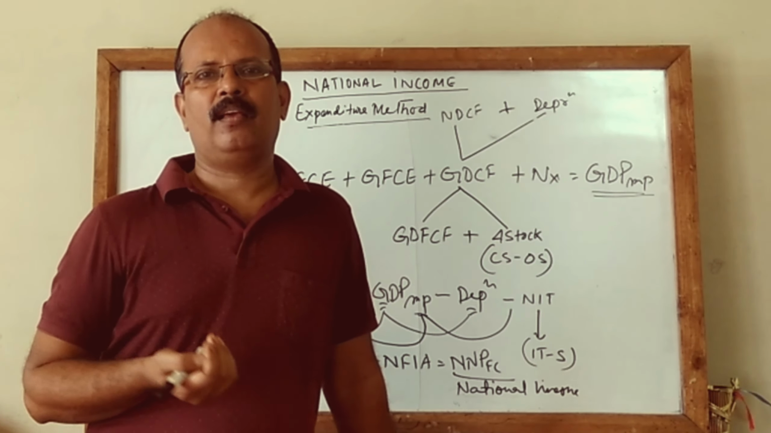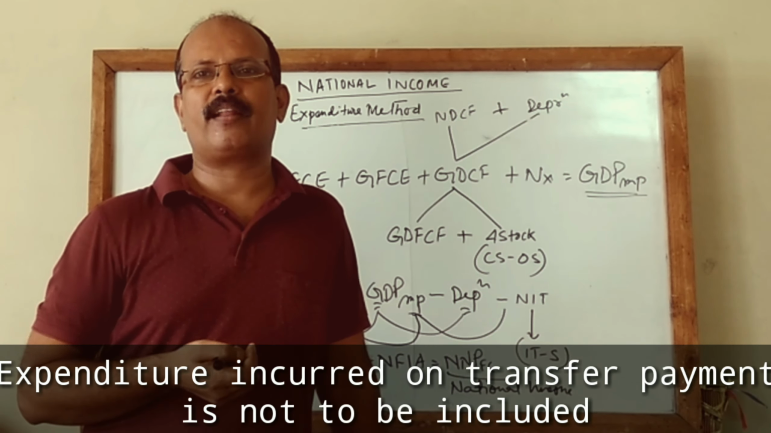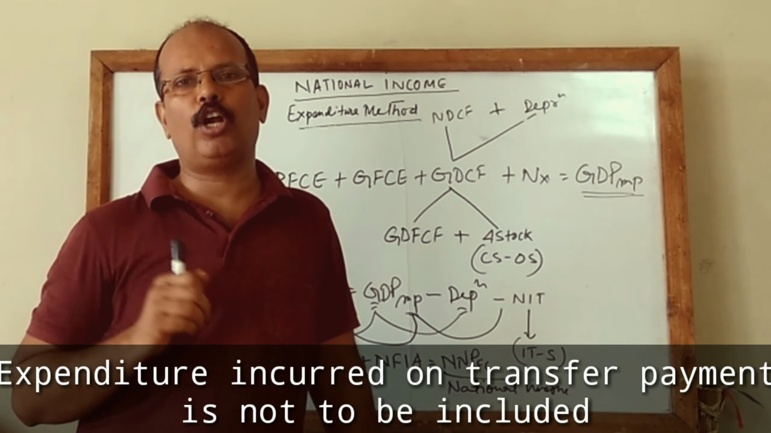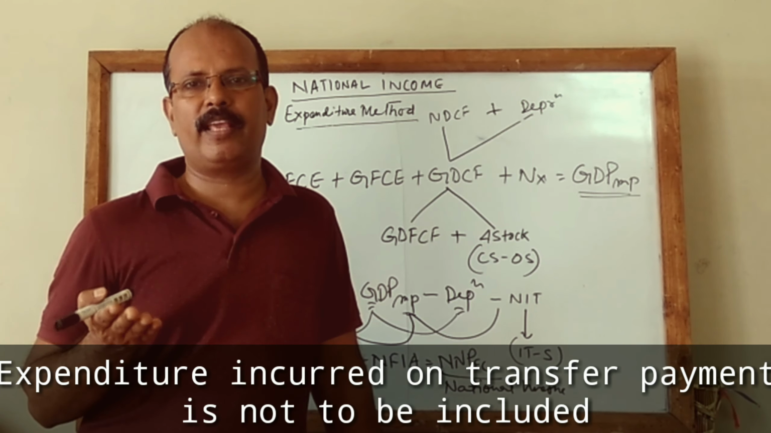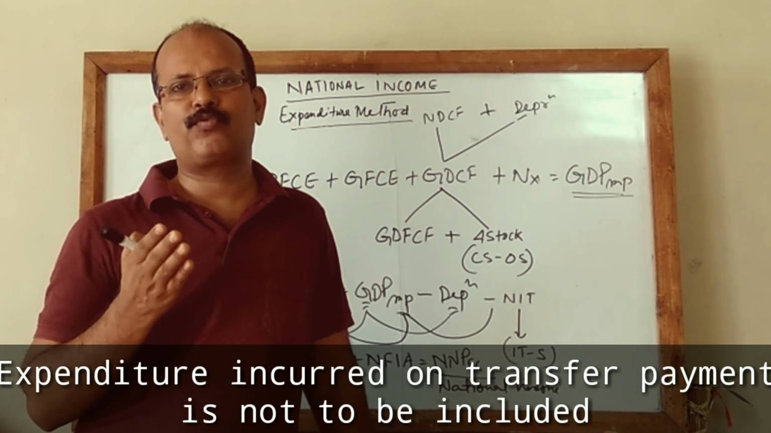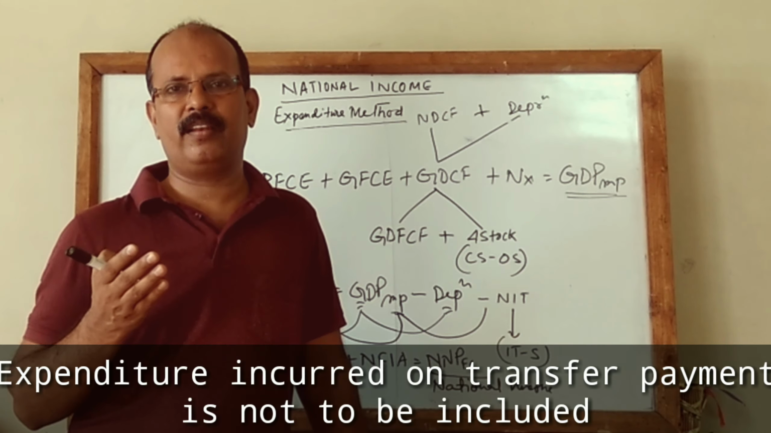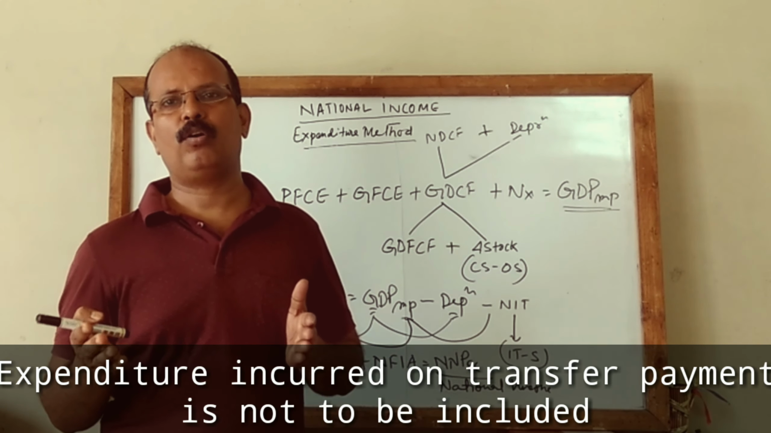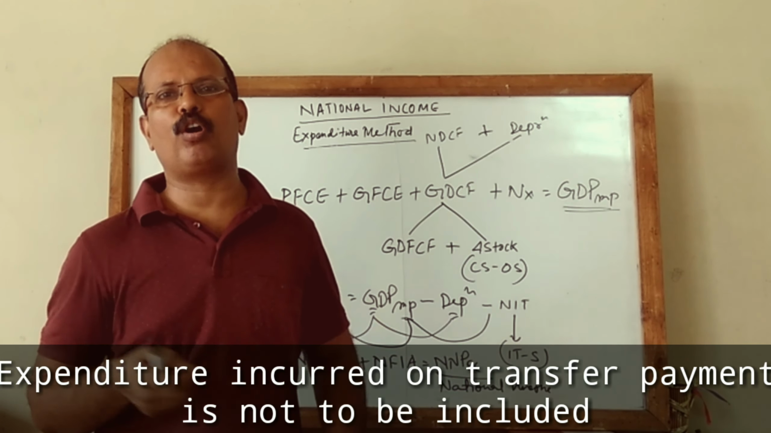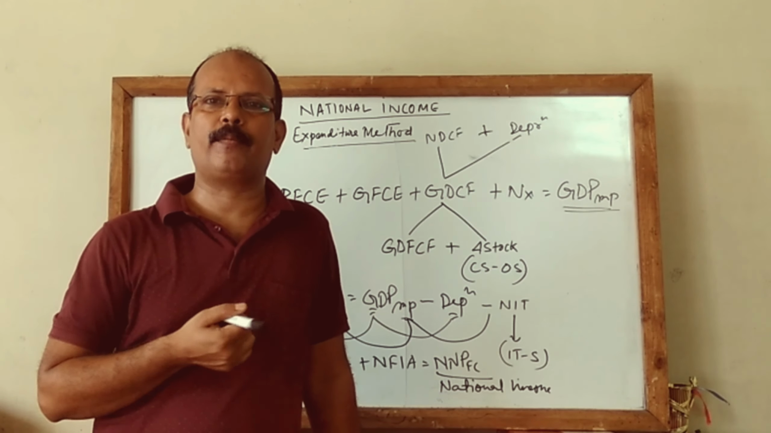The second precaution that we should take is expenditure incurred on transfer payment should not be included. As I already have mentioned in my previous videos, transfer payment is not included in national income because these are unearned income. For transfer payment or transfer income, there is no economic activity. That is the only reason why it should not be included.